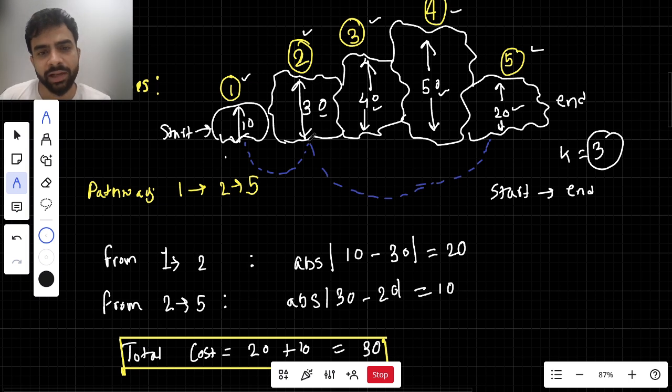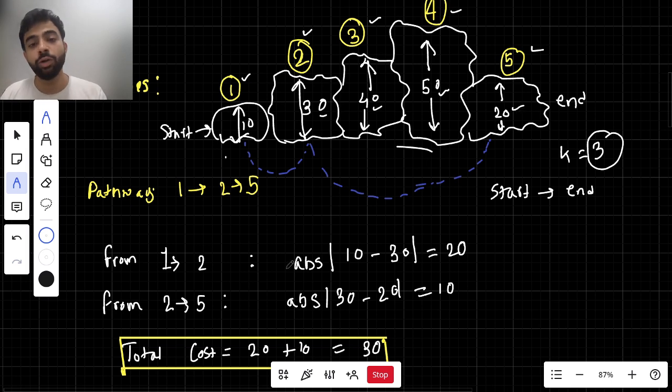Similarly from path 2 to path 5. Suppose you want to go from stone 2 to stone 3, and again from 3 to 4, then 4 to 5, then you just do this summation. This value will never be a minimum value. It will become 30 plus 10, 40 plus 40, 80, and then 50. This value further goes on increasing. That means our cost is not optimized. We have to travel in such a way that we require the least possible cost.